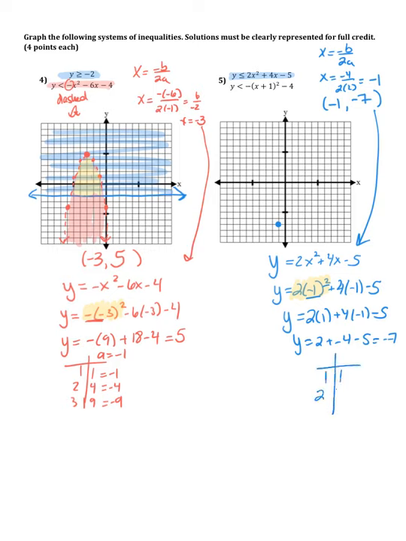Now I'm going to use my pattern. So 1, 1, 2, 4, 3, 9. Since my a is 2 in this case, which I know from right here, I got to multiply each of my outputs by 2. So now I'm going to go 1, 2, 2, 8, and then 3, 18 will not fit. So from my point, I'm going to go 1 to the right, 2 up, then 2 to the right, 8 up, and then do the same thing on the left side. And this is going to be a solid line because it's y is less than or equal to.